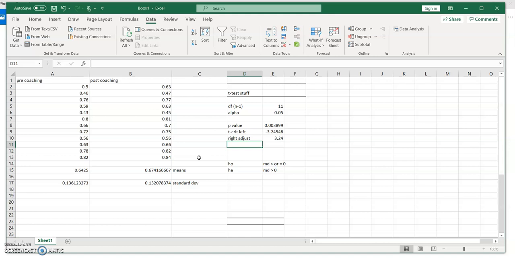So that's all you need to know, and these are going to be the big things you want to talk about in your write-up. You're going to be talking about degrees of freedom, the p-value you obtained, how many standard deviations from the mean that was, and how that relates to your null and alternative hypotheses. So those are some things that you're building in this statistical analysis report.